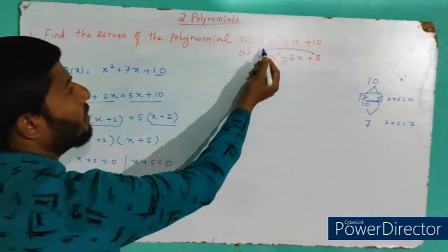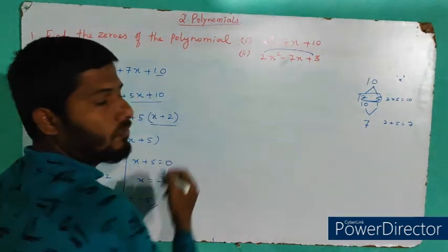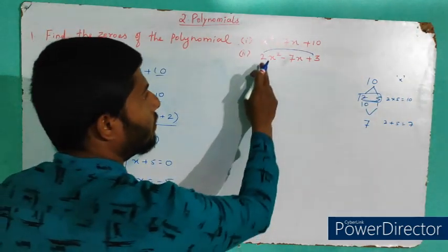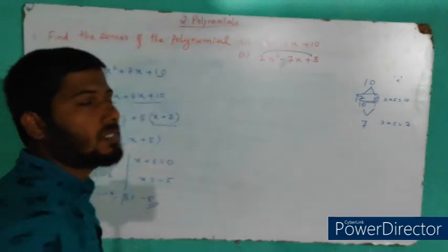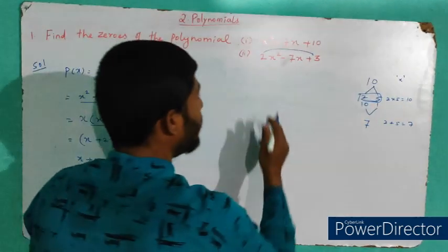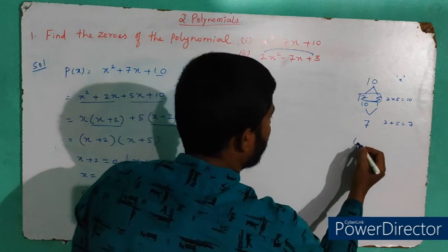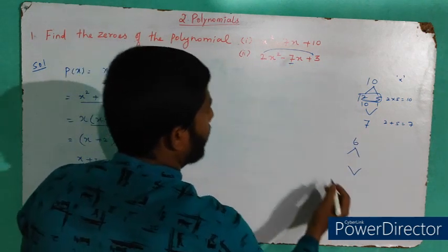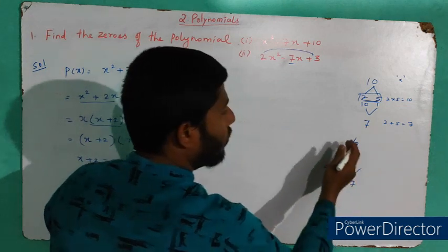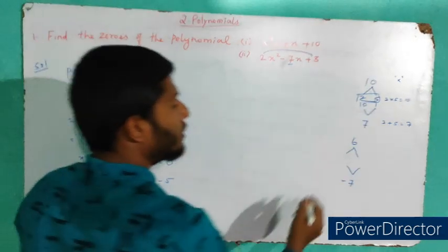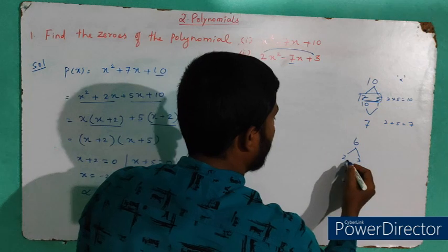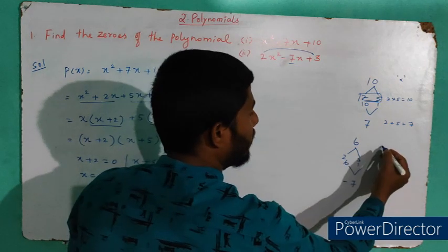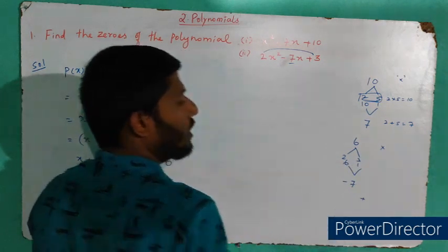Suppose coefficient of x square is more than 1, if you get, one step is extra, you have to multiply this 2 to the constant term. If you multiply 2 3s are, you will get 6. Now constant 6, coefficient of x value will take here. Now what are the factors of 6? Factors of 6, 2 3s are 6 or 6 1s are 6. Your multiplication, here addition. Now select the suitable factors.